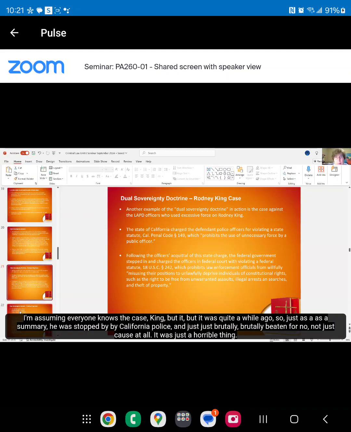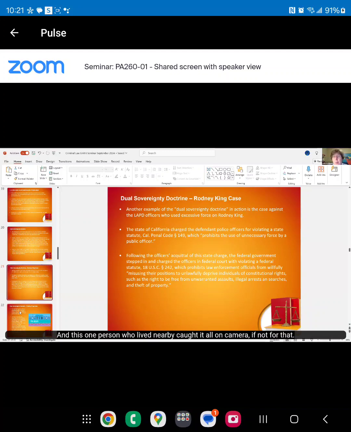So just as a summary, he was stopped by California police and brutally beaten for no just cause at all. It was just a horrible thing. And one person who lived nearby caught it all on camera. If not for that camera, the police may very well have gotten away with it. But after all the evidence they had, the officers were acquitted in the state charge.